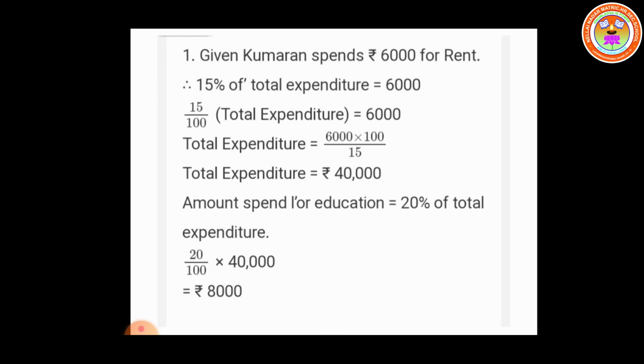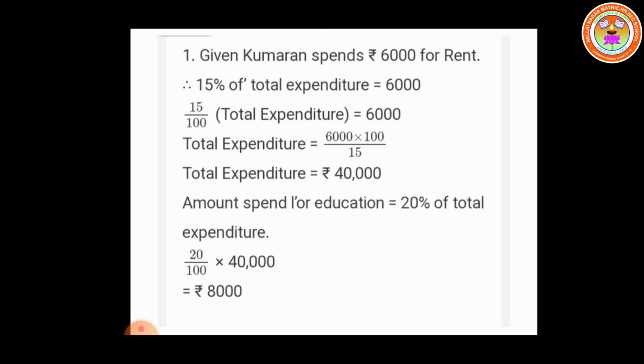So we need to find the total expenditure. So we have to keep the total expenditure on the left side and bring the remaining to the right side. So it will become 6,000 into 100 divided by 15. So total expenditure will give rupees 40,000.